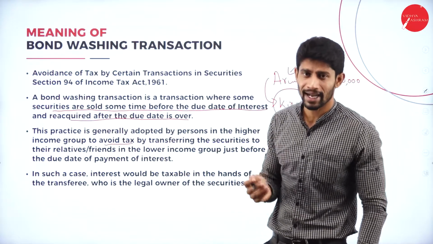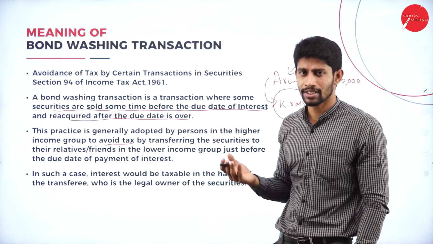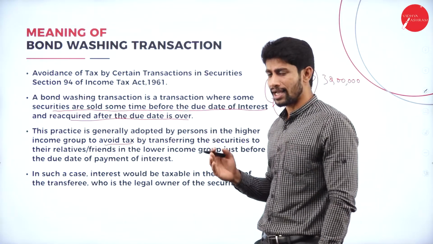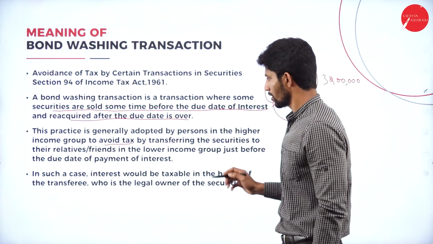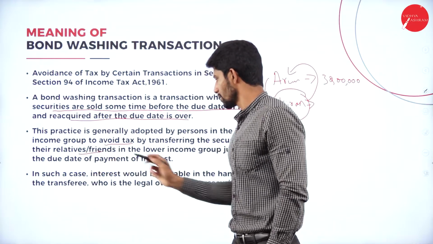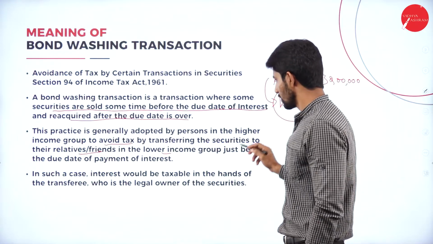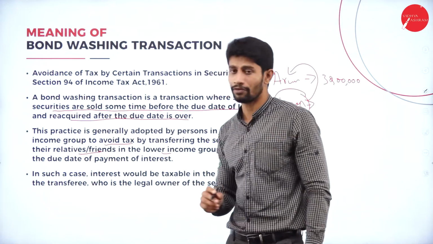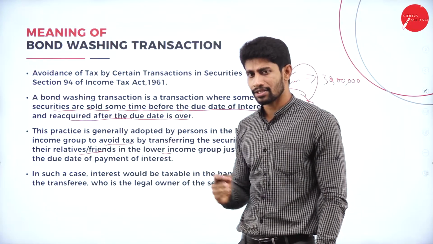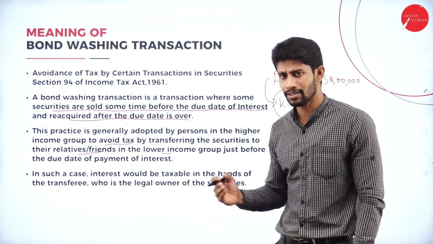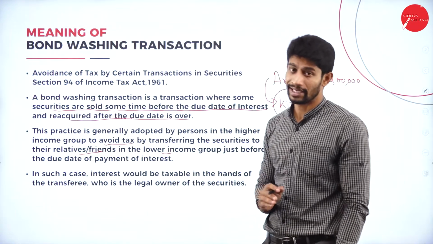Yes, to avoid tax, higher income group people, like the people who are earning more than 10 lakhs, 20 lakhs, 30 lakhs, do this kind of transactions. By transferring the securities to their relatives or friends in the lower income group, just before the due date of payment of interest, they avoid the tax.